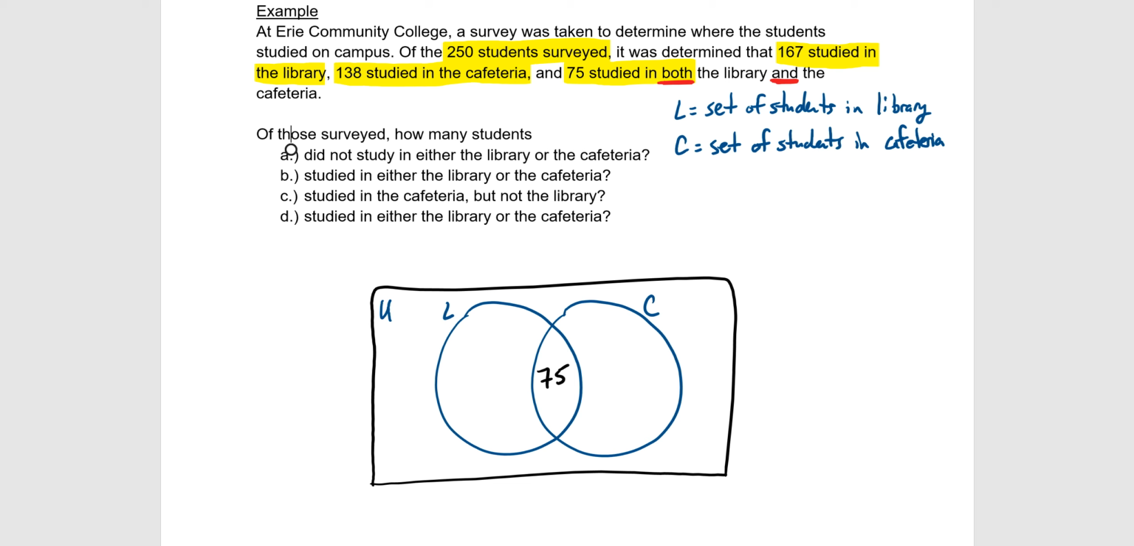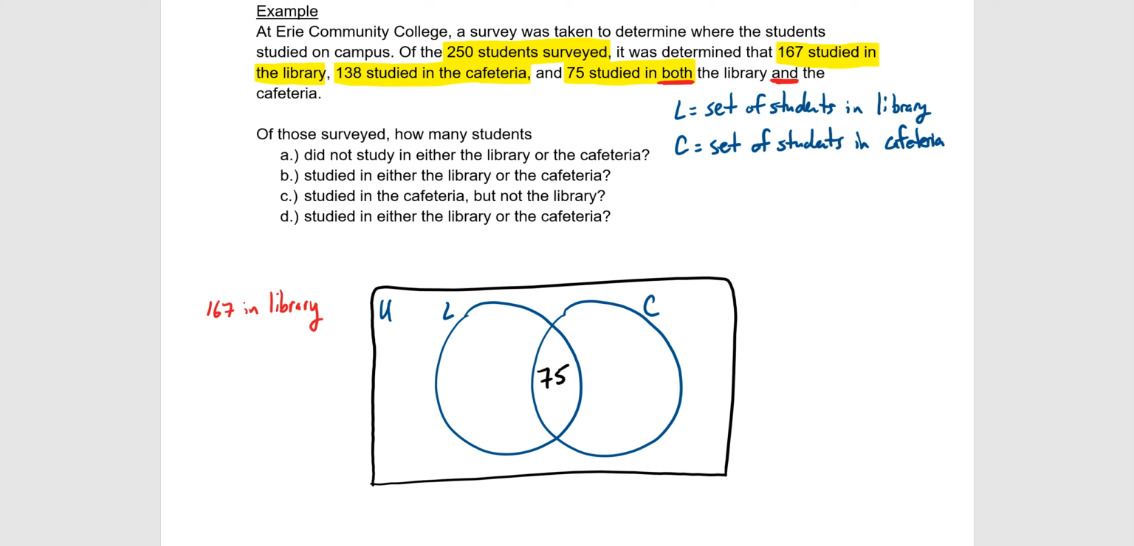And next we have to figure out 3 more things. We have to figure out what goes here, and then what goes here. So let's figure out for L, right here for the rest of the library. This would represent they studied only in the library and not the cafeteria. Okay, so to determine this, what we have to do is take a look at the number of students that studied in the library.